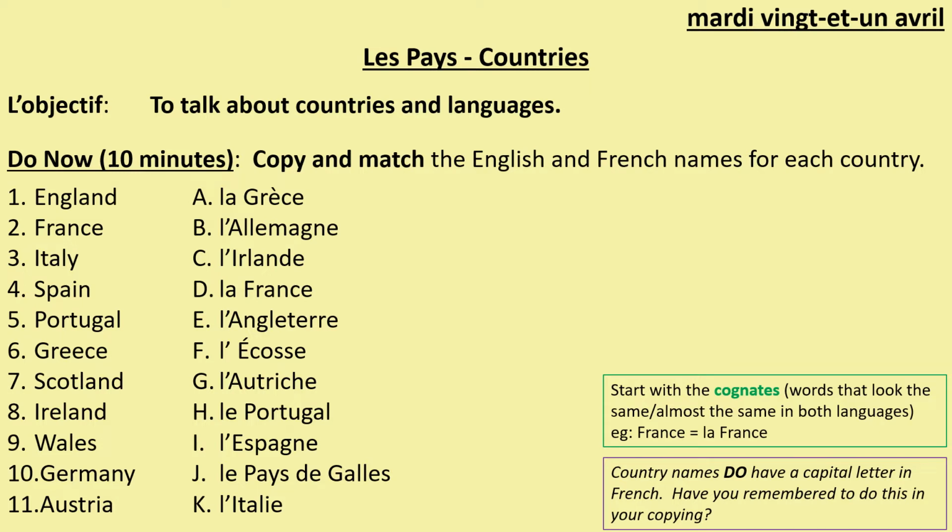I want you to write out the country name in full in French as well, not just a number and a letter. I want the English written out in full and the French written out in full as well. As a little hint, I would start with the cognates, which are words that look the same or almost the same in both languages. For example, France looks like La France. Okay, that's a starter for you. Country names also do have a capital letter in French, just like in English, so make sure that you're using them for the country name when you're copying them down.